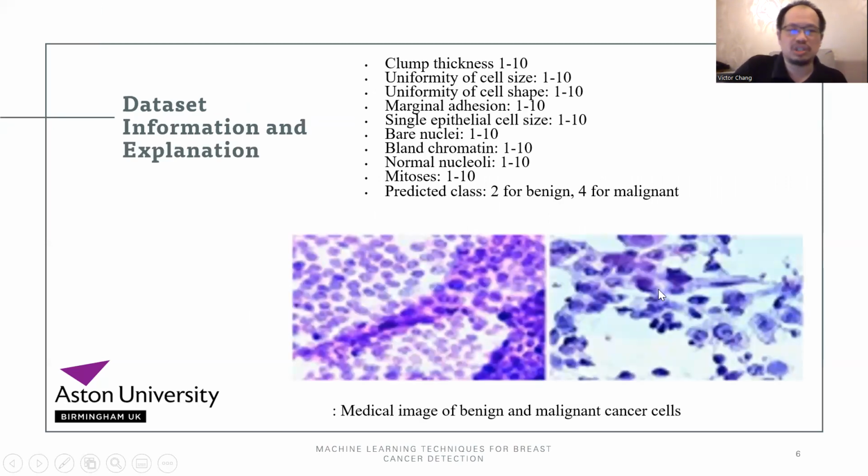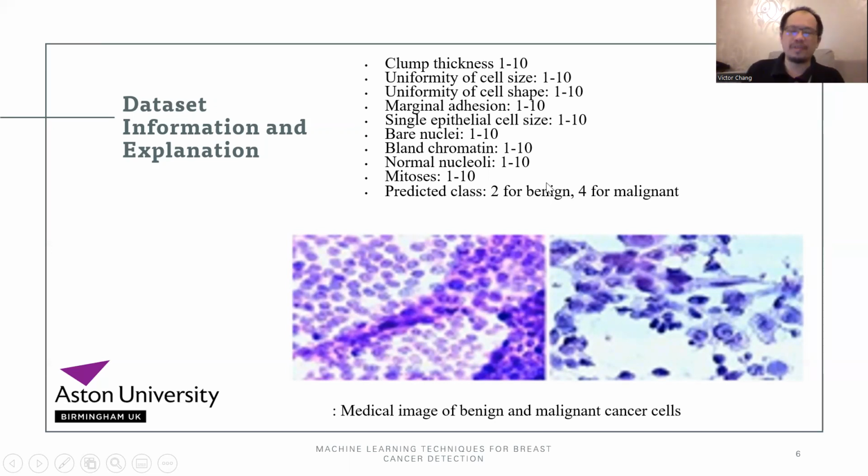And as we can see here, the data set information and explanation gives a scale of 1 to 10 for most of the variables. That includes clump thickness, uniformity of cell size, uniformity of cell shape, marginal adhesion, single epithelial cell size, bare nuclei, bland chromatin, normal nucleoli, and mitosis. And it also has the predicted class: 2 for benign and 4 for malignant.